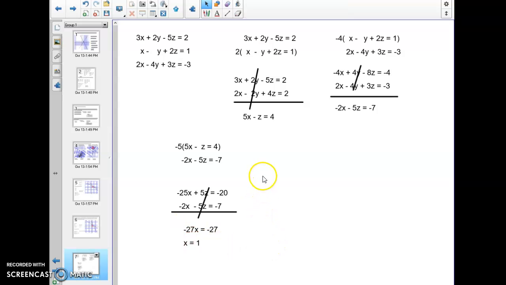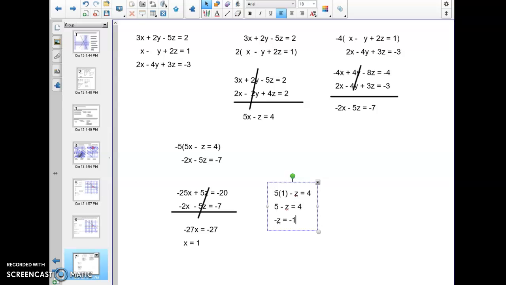And now I need to find the rest of the problem. So plug my x back in. 5 times 1 minus z equals 4. 5 minus z equals 4. We subtract 5 on both sides, we get a negative 1. So z equals 1.